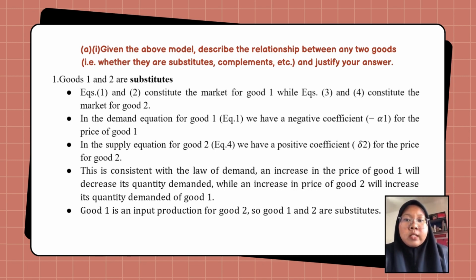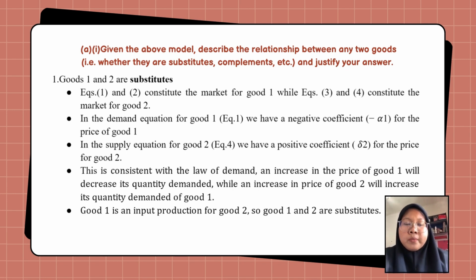Equation 1 and equation 2 constitute the market for good 1, while equation 3 and equation 4 constitute the market for good 2. In the demand equation for good 1, which is equation 1, we have a negative coefficient, which is negative alpha 1 for the price for good 1. In the supply equation for good 2, equation 4, we have a positive coefficient, which is delta 2 for the price for good 2.